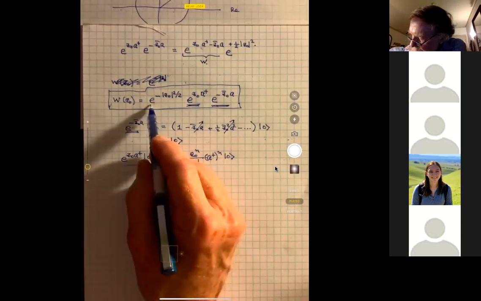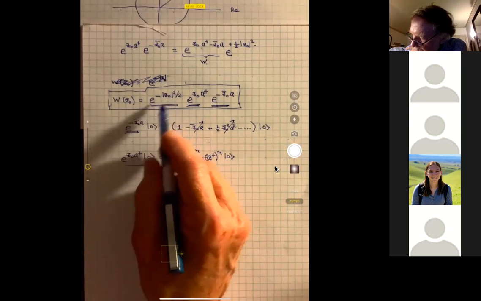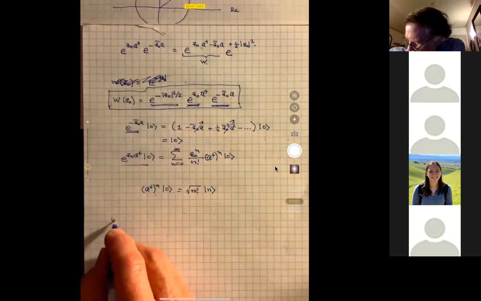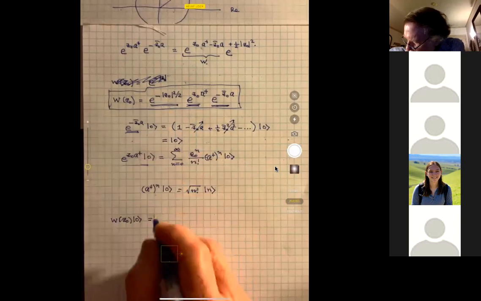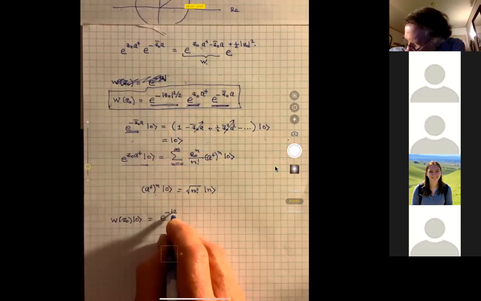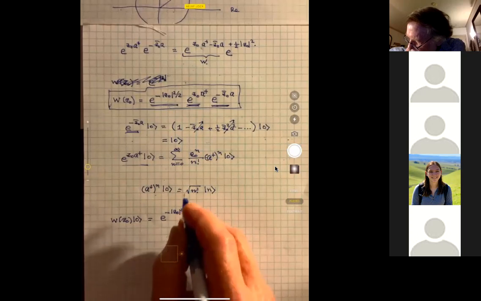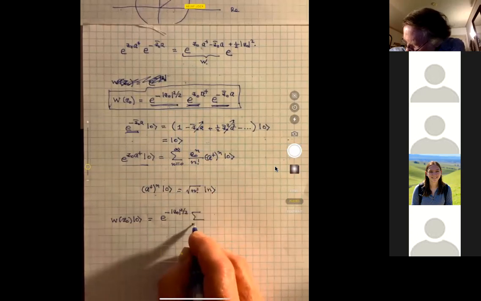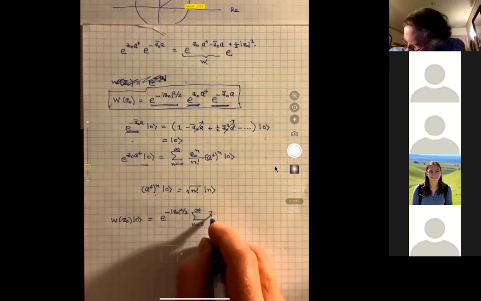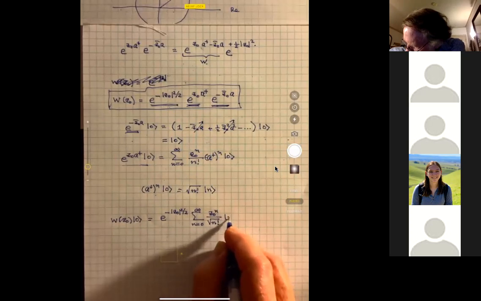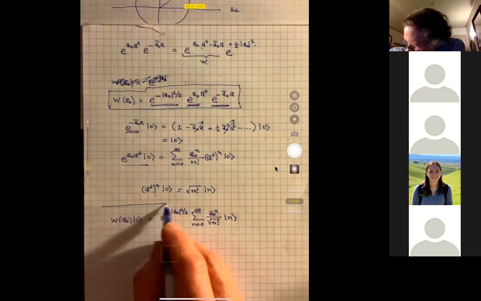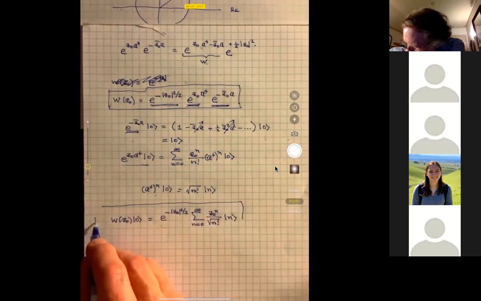If I then include the prefactor, which is just this exponential of a C number here, what we get is that W of Z0 acting on the ground state of the harmonic oscillator is equal to this prefactor, which I'll copy, e to the minus mod Z0 squared over 2. And then we have the sum from n equals 0 to infinity of Z0 to the nth power divided by the square root of n factorial times the nth state, like so. And this is actually an interesting formula. This is the state Z0. This is the coherent state Z0.